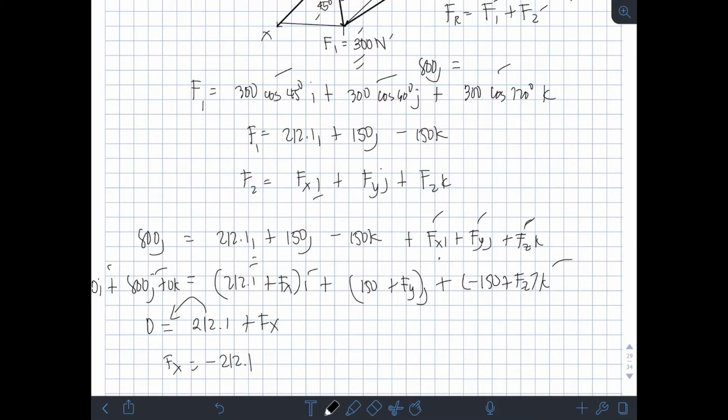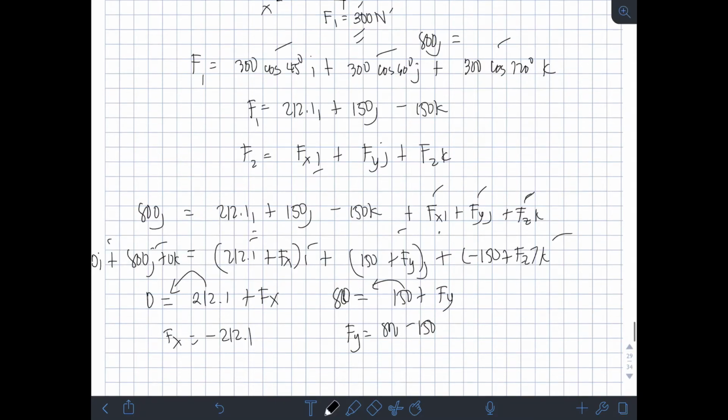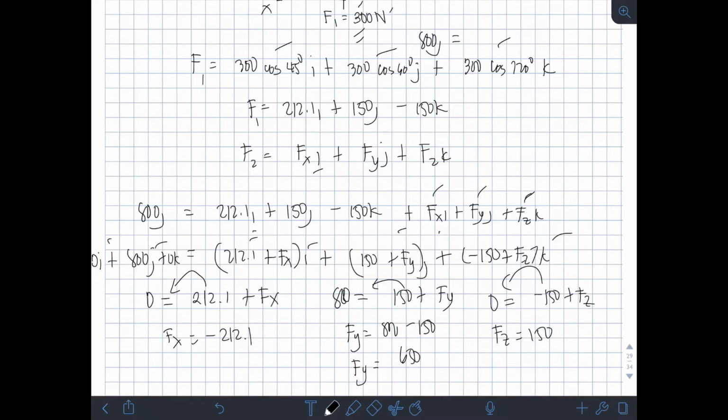Then, same dito sa j component, equate natin yung 800 dito sa 150 plus fy. So, fy is equal to 800, transpose si 150, minus 150. So, fy is what? 650. And then, last for fz, equate natin yung 0 kasi wala tayong k, equal dito sa negative 150 plus fz. So, fz is equal to transpose, positive 150.